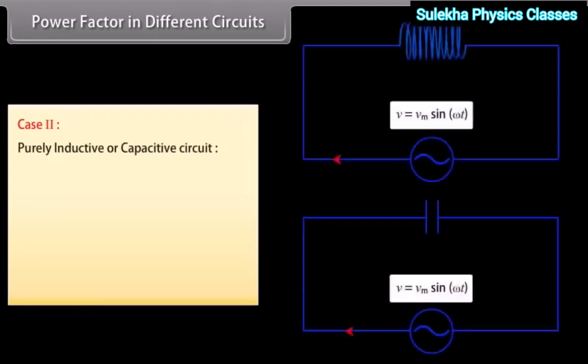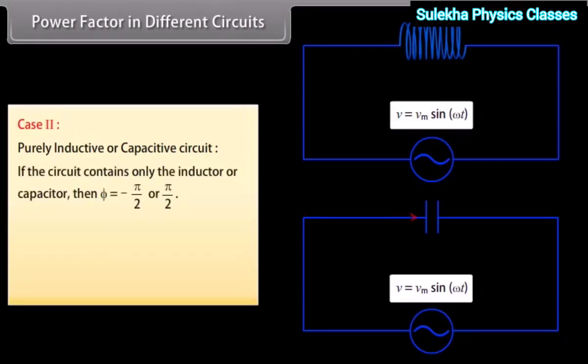Case 2. Purely inductive or capacitive circuit. If the circuit contains only the inductor or capacitor, then phi is equal to minus pi by 2 or pi by 2. Value of cos phi is equal to 0. There is no power dissipation. P bar is equal to 0.